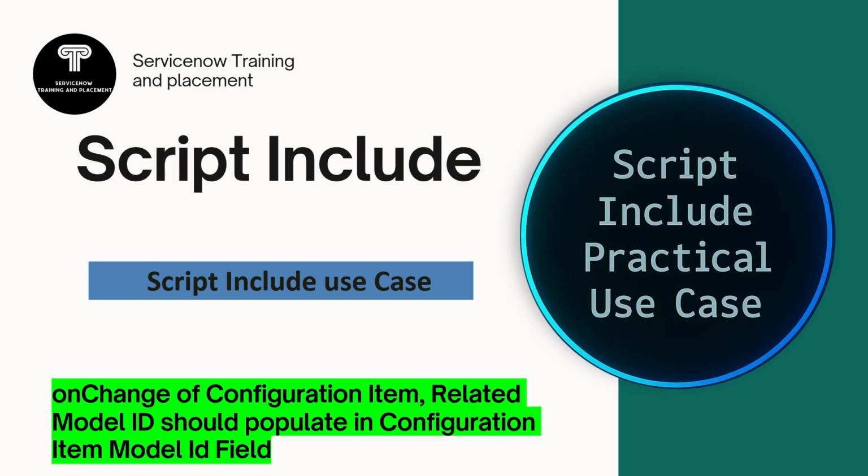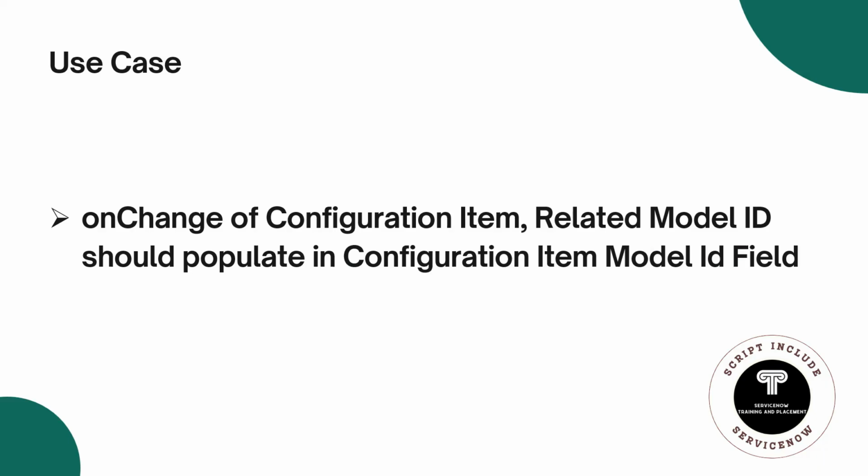Hello everyone. In today's video, we will work on a simple use case of script include. Why this use case? I'll demonstrate how a script include is called on the client side, how we can return the data from the script include, and how we can use the data in client-side scripting. So our use case is: on change of the configuration item, the related model ID should populate in a configuration item field.